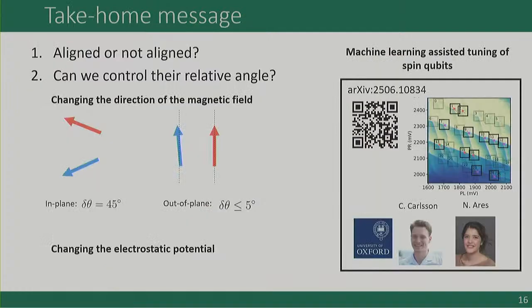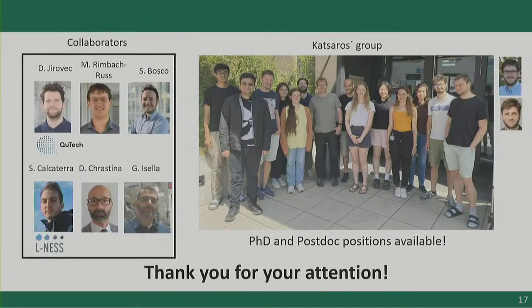So with this, that is all. Our spins might be aligned or not, depending on the direction of the magnetic field, and we can also control the relative angle. And I also wanted to advertise a recent preprint with some collaborators in Oxford, where we are able to tune spin qubits with the help of machine learning. And I would like to thank our collaborators from QTech and Como in Italy, and also all my group, and thank you for your attention.